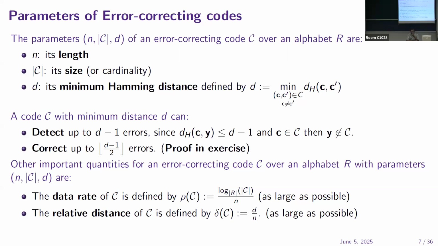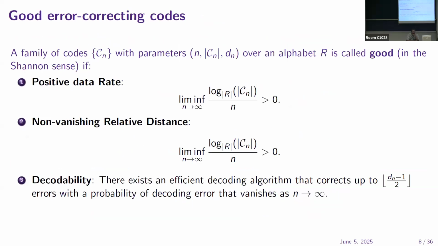The objective is that both rate and relative distance must be as large as possible. That is the objective in the construction of the error correcting code. Okay, a good error correcting code.